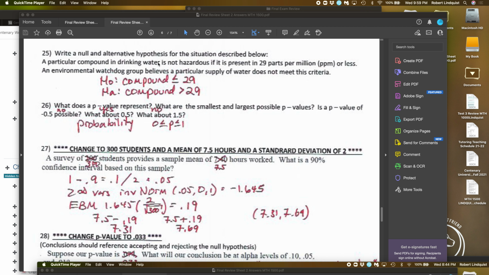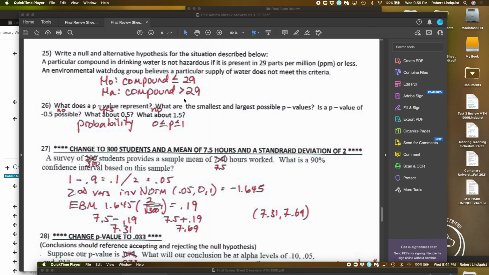Write a null and alternative hypothesis for the situation described. A particular compound in drinking water is not hazardous if it is present in 29 parts per million or less. An environmental watchdog group believes a particular supply does not meet this criteria. So we want to test and see if it's greater. The null is that it's less than or equal to 29, and the alternative is that it's actually greater than 29.